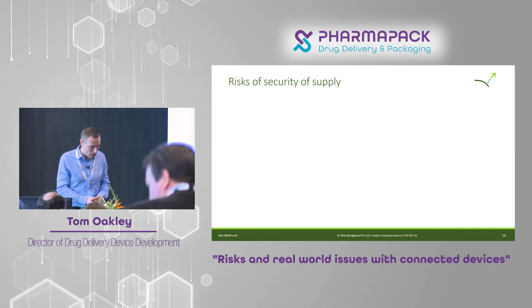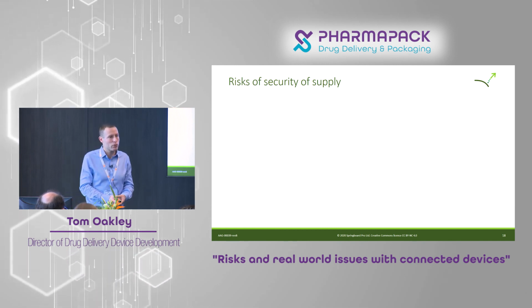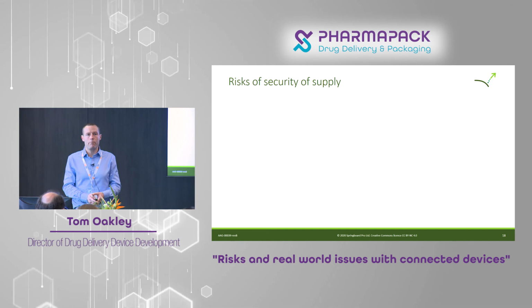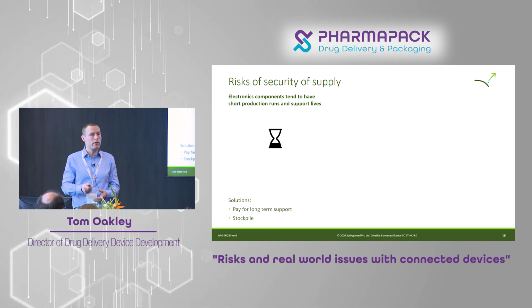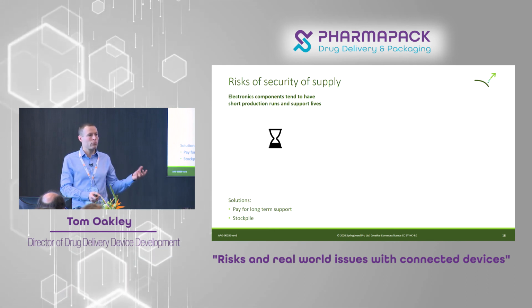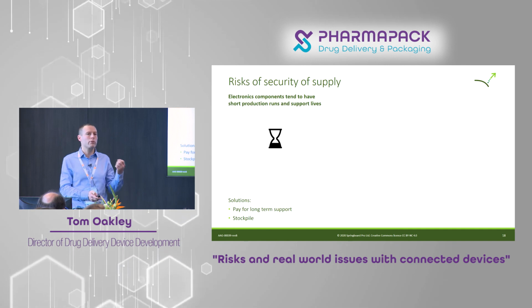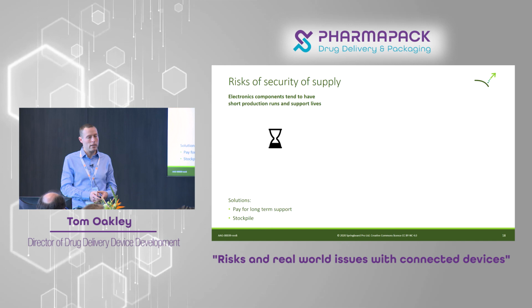Let's talk about risks of the security of supply. So pharmaceutical companies obviously want things like dual sourcing and reliable sourcing. In the electronics industry, they tend to have a very fast turnover of devices. They go end of life quite quickly. It's quite common to have an electrical component go end of life while you're still developing that device. So you haven't even got to market yet, and some of your supply chain has gone end of life.